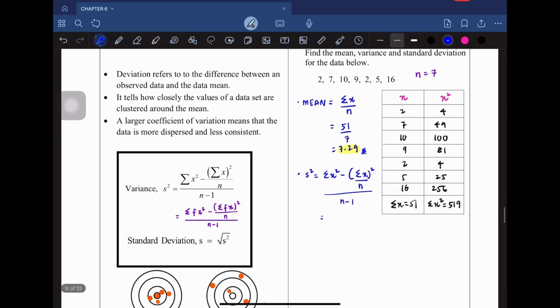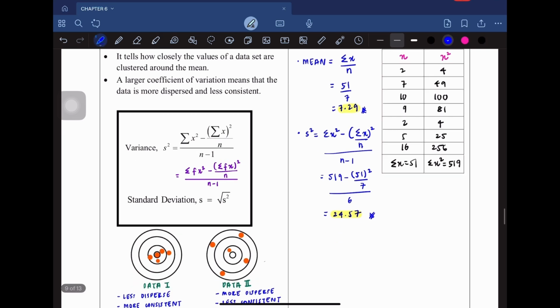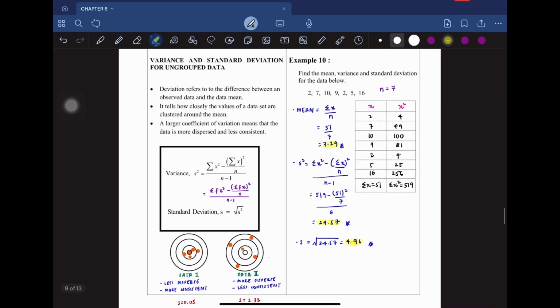Okay, so now we insert into the formulas. So 519 minus 51 square divided by 7 minus 1 is 6. So you get 24.57. That is for variance. And last one, for your standard deviation, you just have to square root your variance. So square root of 24.57 will be equal to 4.96. Okay, so that's how you do number 10, example 10.